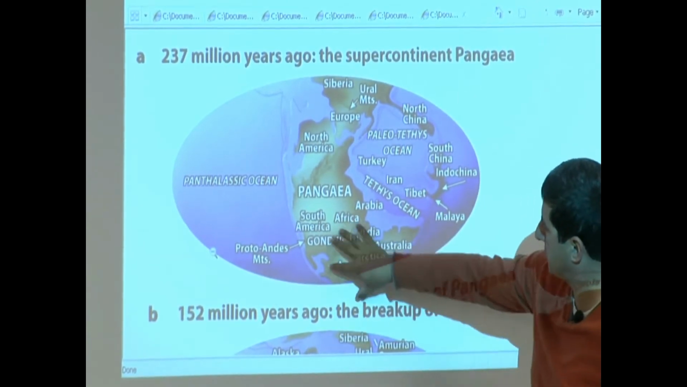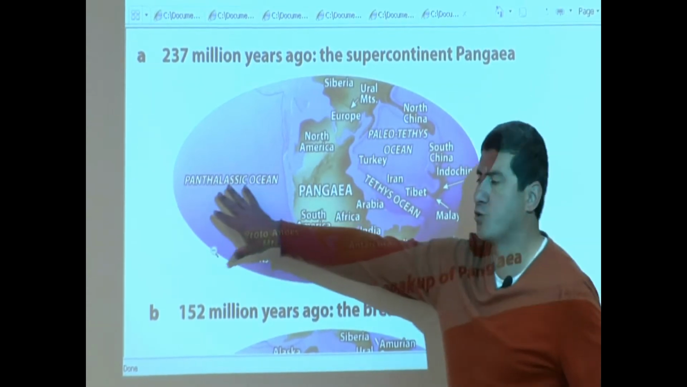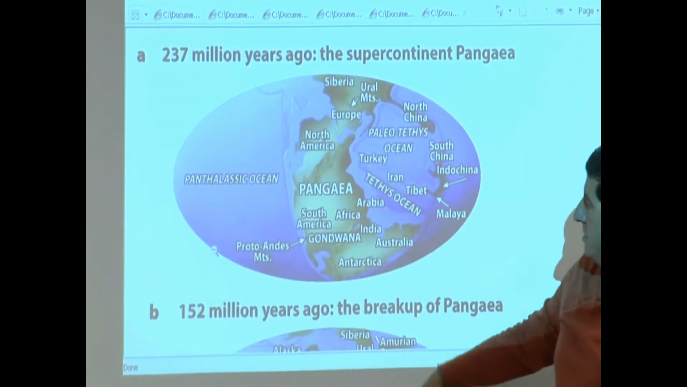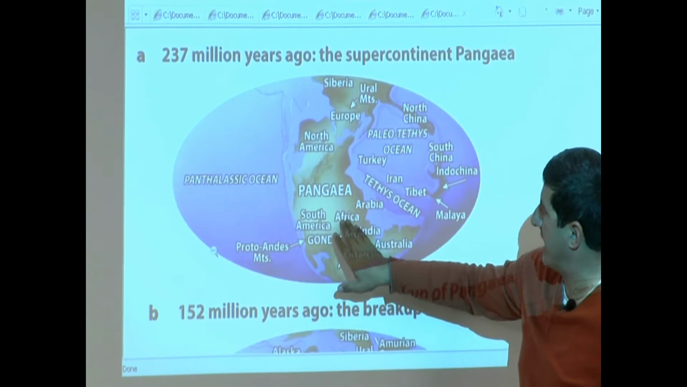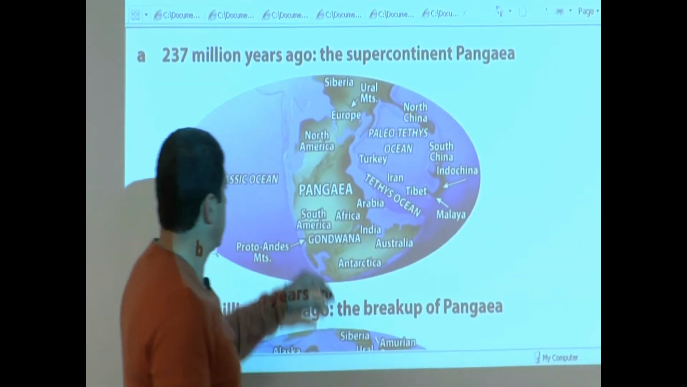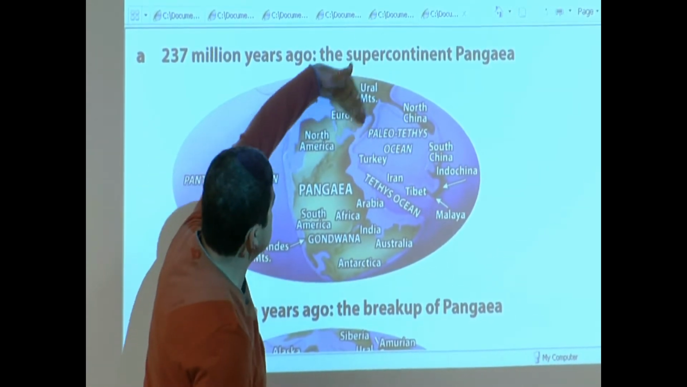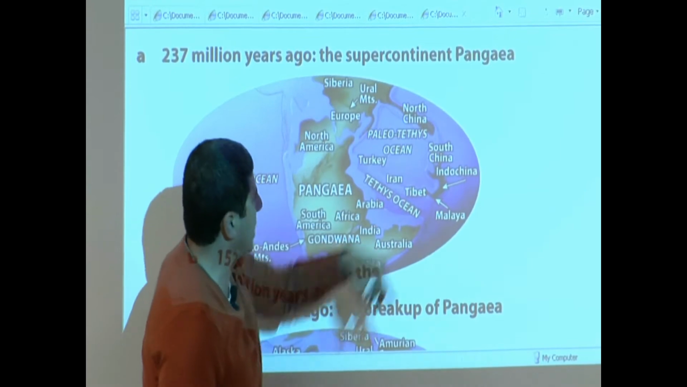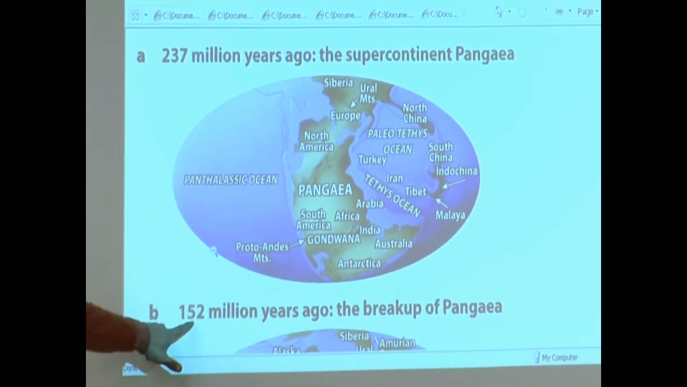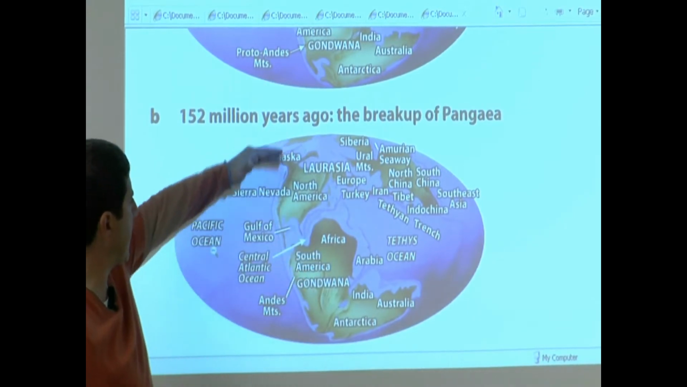Gondwanaland then started splitting. Australia and Antarctica were together. Then most of the Earth was oceans. And then you got here South America, Africa, Arabia. They're all connected, pretty much. And then you got North America, Europe. Now Europe is beginning to split. Siberia, North China. And then 152 million years ago, some of the split has already begun happening.